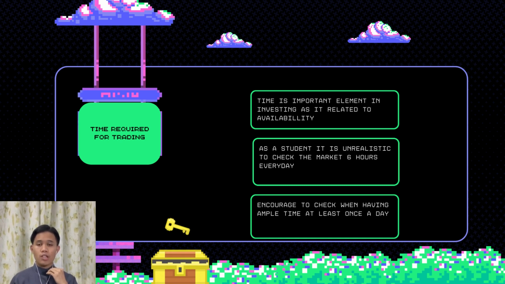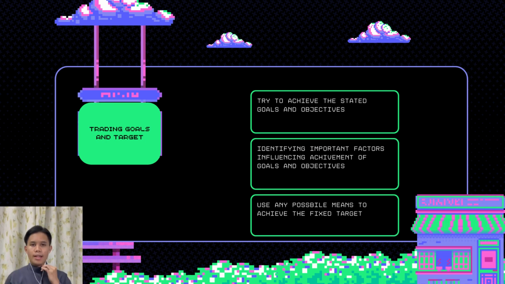Now we will proceed with the trading plan executed for our group investment game. First is regarding the time required for trading. Time is an important element in investing as it helps us to be available during the trade. As a student, it is unrealistic to check the market 24/7. Thus, we only encourage our group members to check the trade or the market when they have ample time or at least once a day, as it will help us to keep updated with the condition of our investment in the stock market.